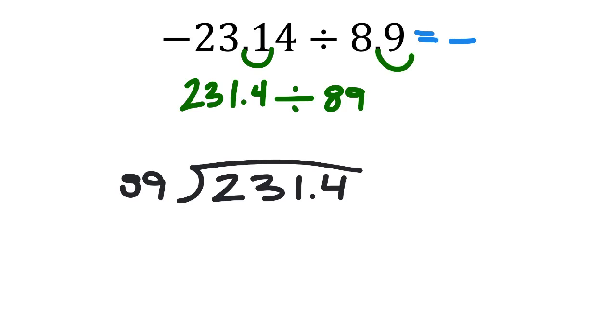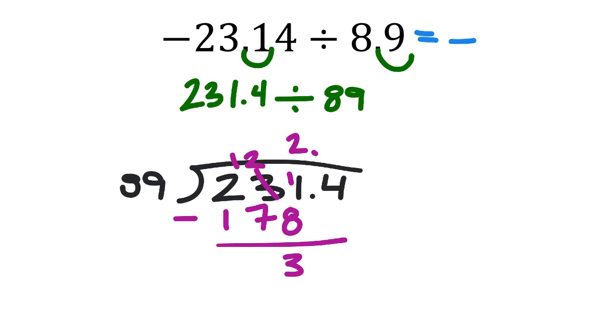89 won't go into 2. It won't go into 23, but it will go into 231. It should be twice, I guess. 2 times 89, again I'm going to move that decimal there. 2 times 89 would be 178. So I subtract, what do I get? I'm going to borrow, make that a 12 as well. 53, all right. And then I'll drop the 4 to make that 534.